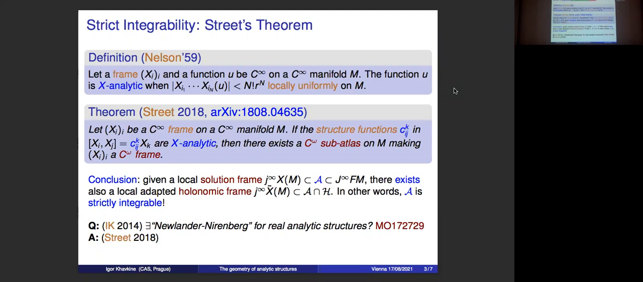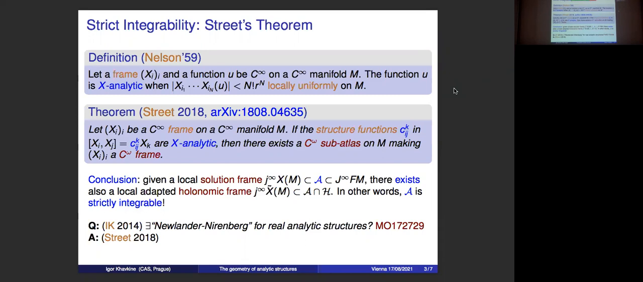So here's Street's theorem, which appeared in an academic setting. I think he didn't actually publish it anywhere. But it states the following. Suppose that we have a smooth frame on a smooth manifold. We can extract from it smooth functions, the structure functions, which are just the coefficients of the commutators. Now, these are smooth functions. You can ask the question whether they're X-analytic with respect to the frame.